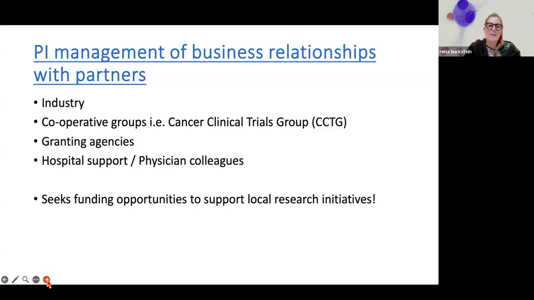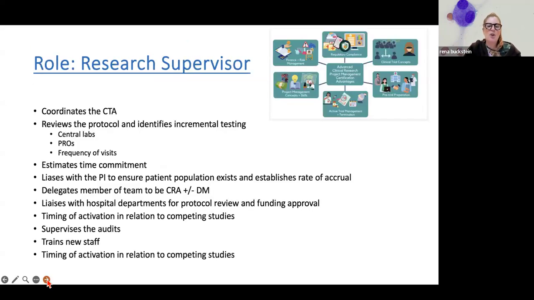And then you're also, as the PI, especially if you're doing investigator-initiated research, writing grants to fund your studies. And so that's going to occupy your time, but always keep your radar out for easy research funding opportunities, especially hospital-led or university-led research opportunities. So the research supervisor. Our site group is large enough that we actually have somebody who oversees my group.